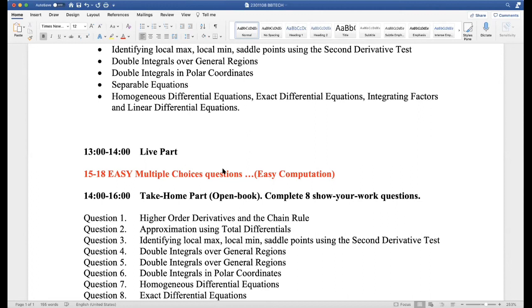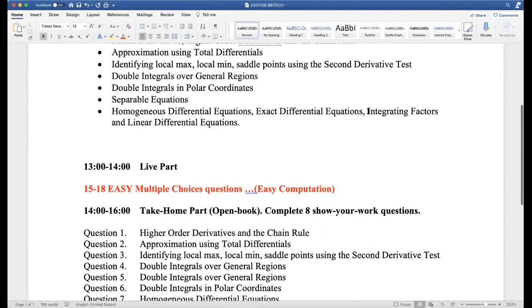Yes, right? Okay, well, so we're gonna have a class next Monday as usual. So we're gonna complete the last topic, which is integrating factor and linear differential equation. So next Monday we're gonna complete the handout, and on Wednesday and Friday we're gonna do a review.